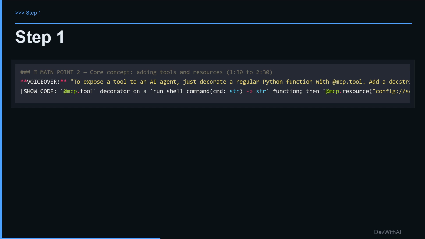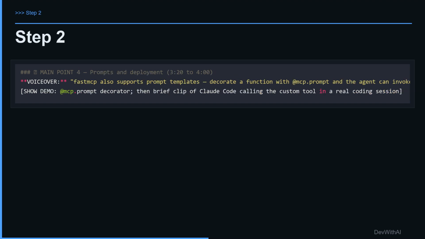Resources work the same way. Decorate a function with @mcp.resource, and give it a URI. The agent can now read that data like a file. To run the server, call mcp.run at the bottom of your file. That's it. Now let's connect it to Claude Desktop.